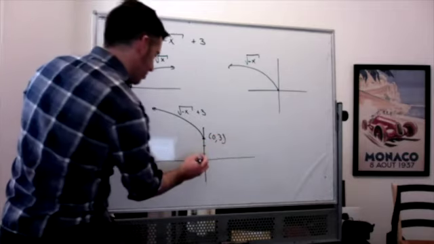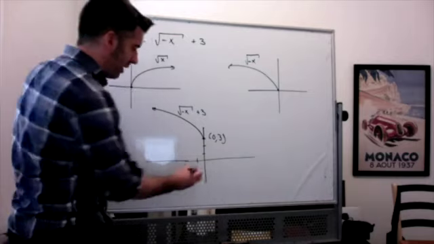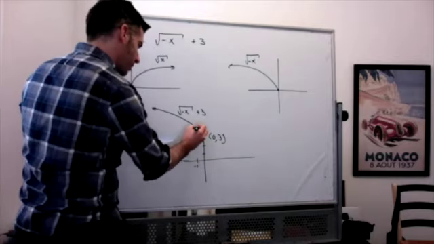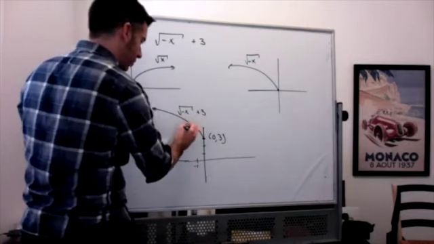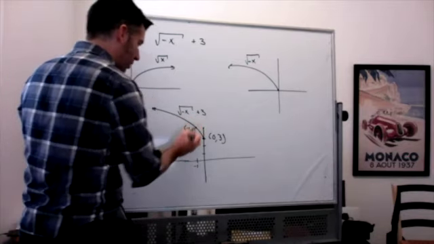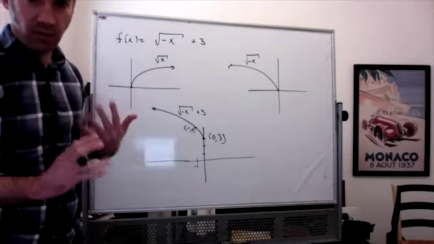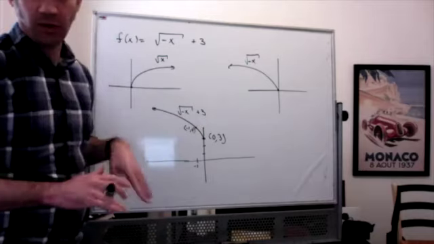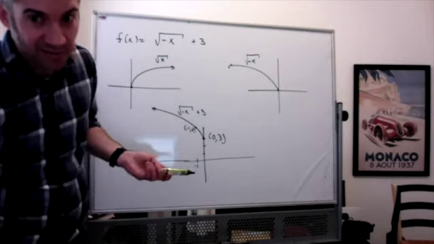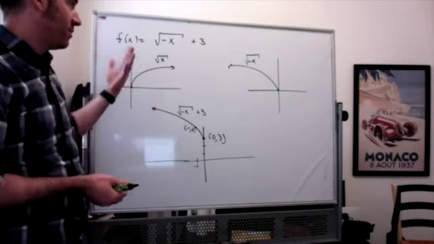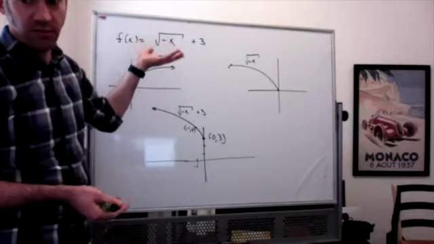If you wanted to, you could plot another point and say, okay, if x is -1, then negative -1 is 1, the square root of 1 is 1, 1 plus 3 is 4. So that point would be (-1, 4). If you really felt like you had to put one more point on there, that would probably be the next point I would graph. But that's kind of it, right? We flipped it, we shifted it up, and we're done.